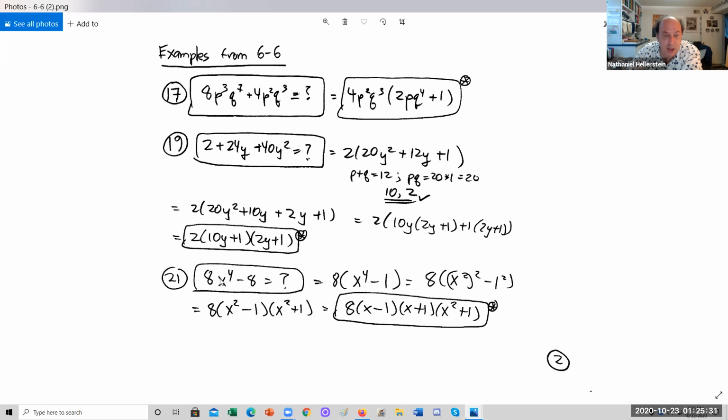Here is 8x to the fourth minus 8. Obviously, out comes a common factor of 8, leaving x to the fourth minus 1. Now, fourth power is the square of a square, and 1 is 1 squared. So this is a difference of squares. So it'll be x squared minus 1 times x squared plus 1. This x squared minus 1 in turn factors into a difference times the sum. This will keep the same for now. So it's 8 times x minus 1 times x plus 1 times x squared plus 1.